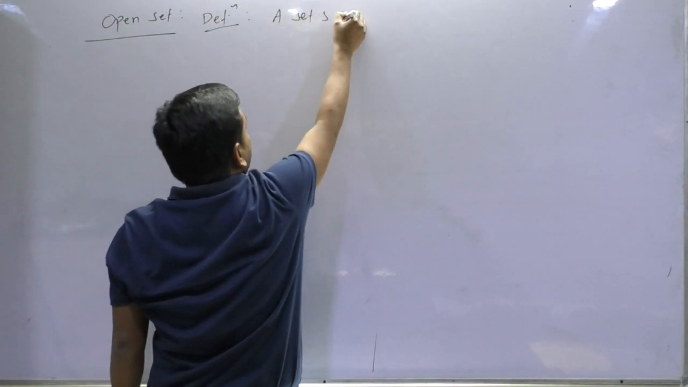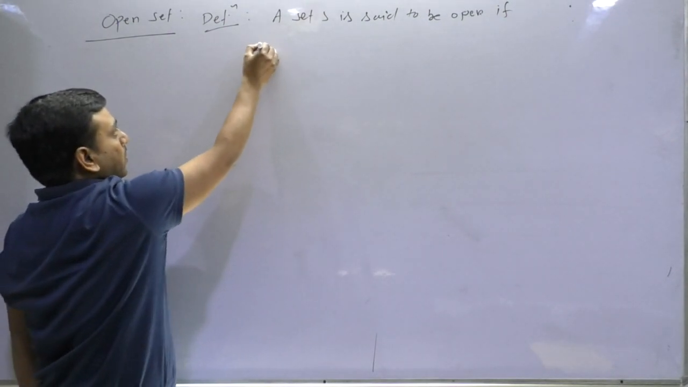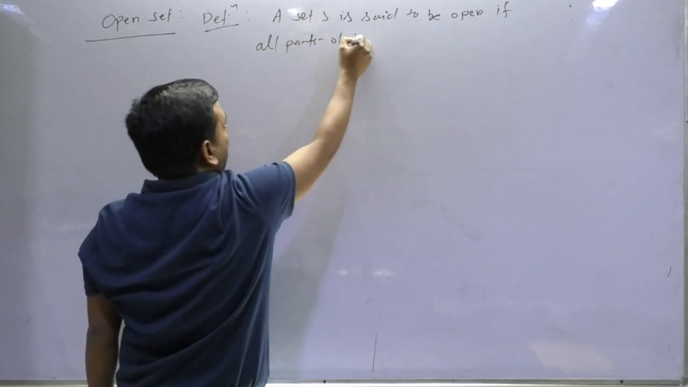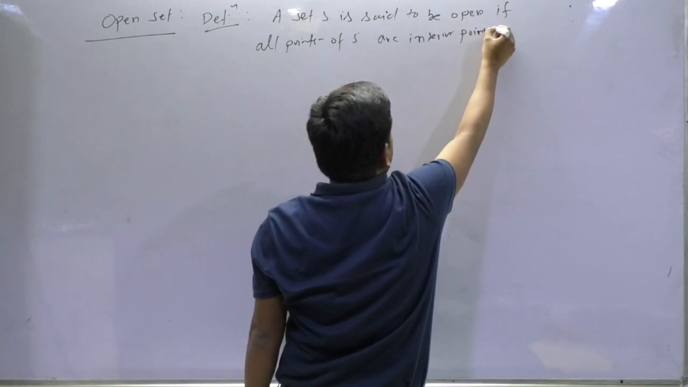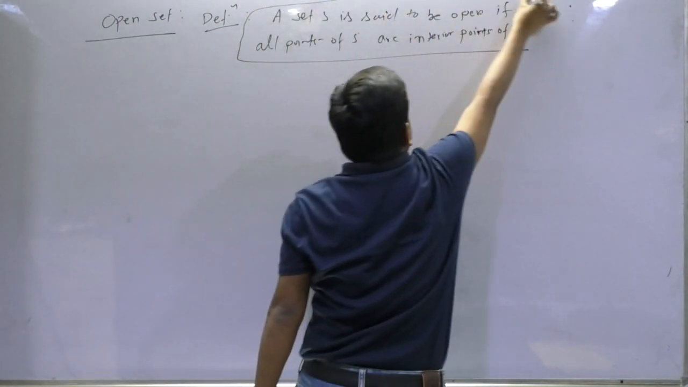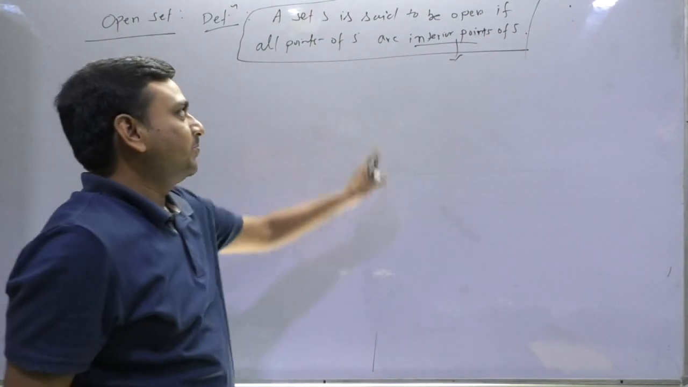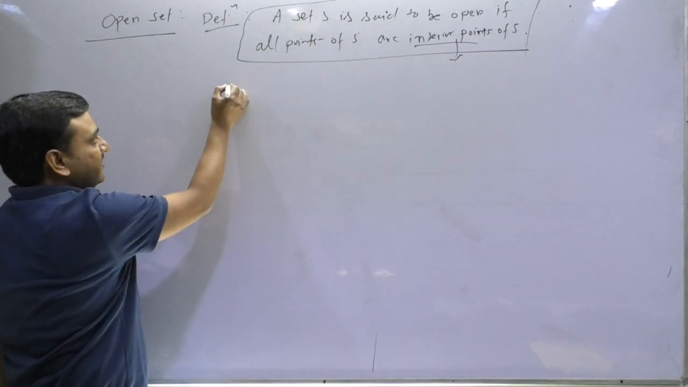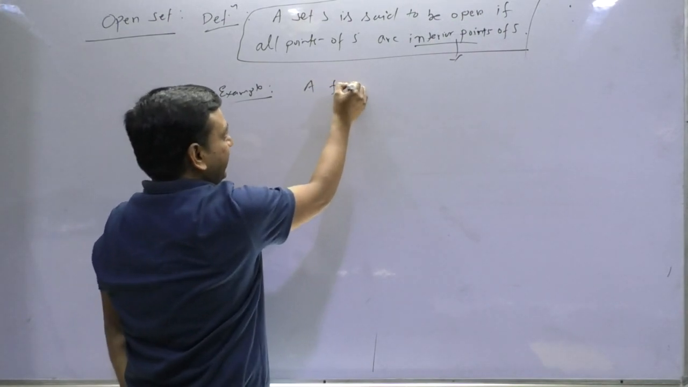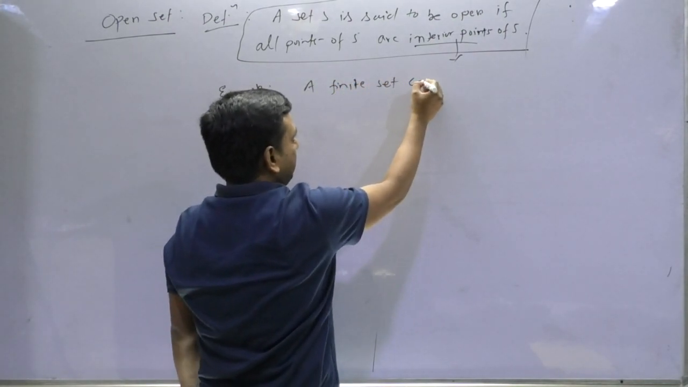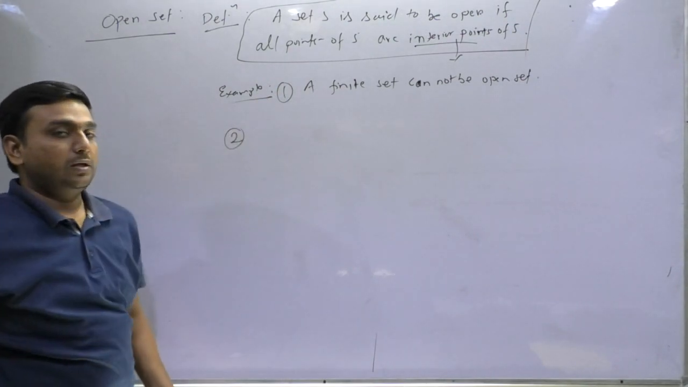So what is the definition of an open set? A set S is said to be open if all points of S are interior points of S. Please do remember. And what is an interior point? This we have learned beautifully. So by using this definition, let's move on. Now life is easy. Example: a finite set cannot be an open set.